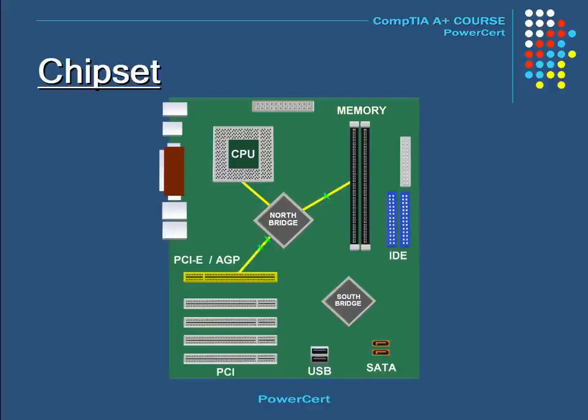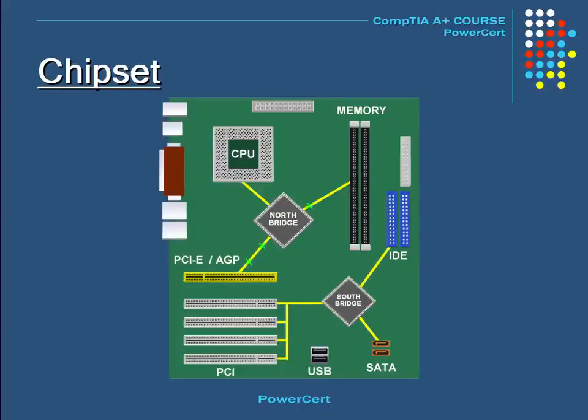The other chip is called the South Bridge, and the South Bridge is located at the bottom or southern portion of the motherboard, near the PCI bus slots. The South Bridge connects to the PCI bus slots, SATA and IDE connectors, and USB ports.